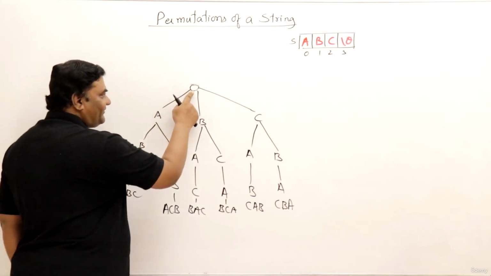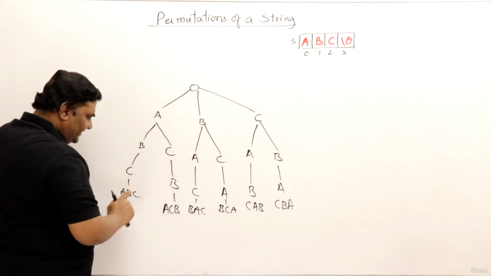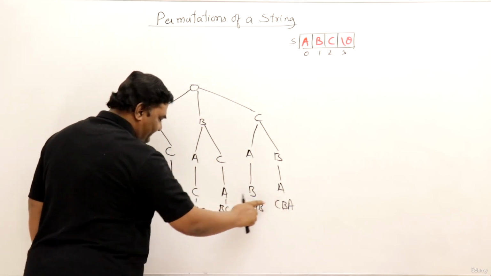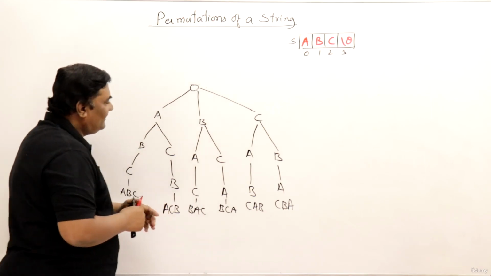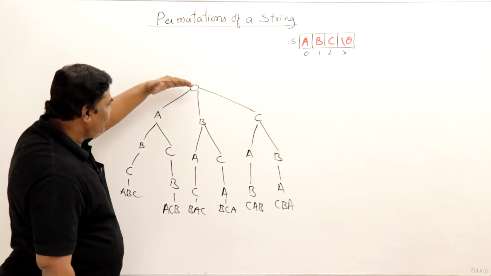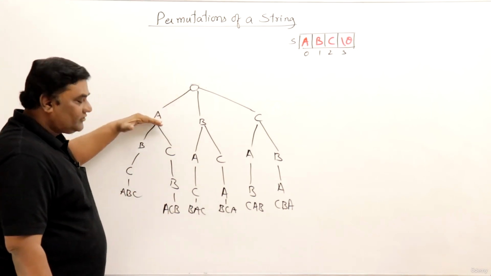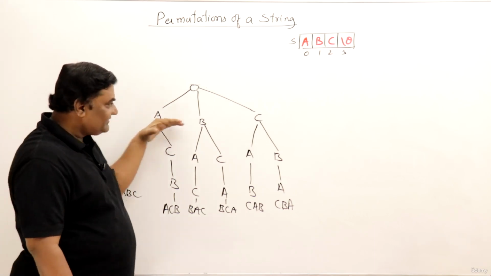See, it is starting from here. And where are the answers? We are getting the answers at the leaf nodes. Yes, this A, B, C, A, C, B, and so on. We are getting the answers at the leaf. As it is recursive, let us say it is starting from here. So this is the first call. This is within the first call.